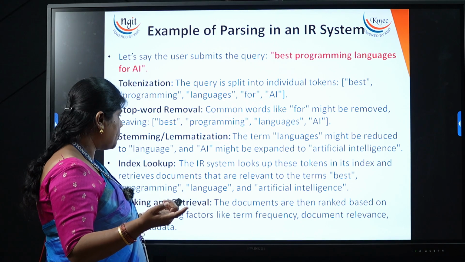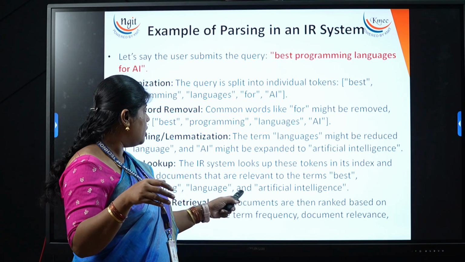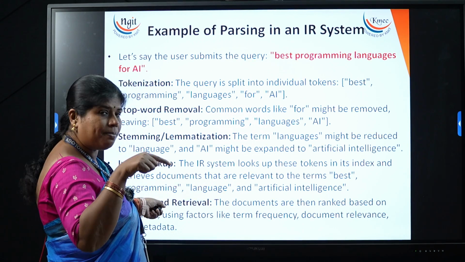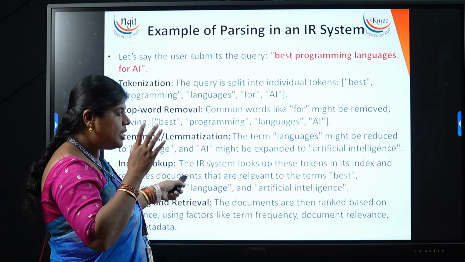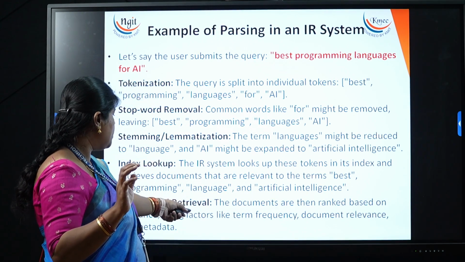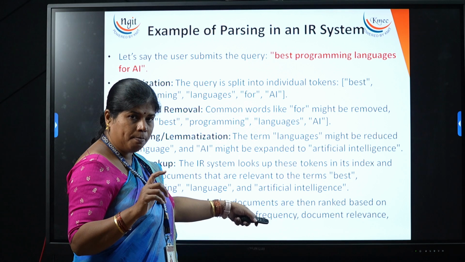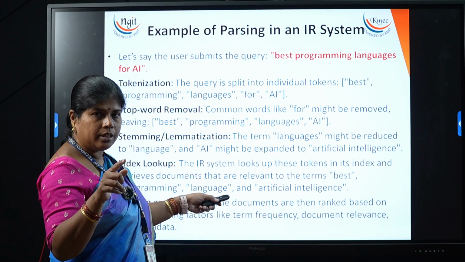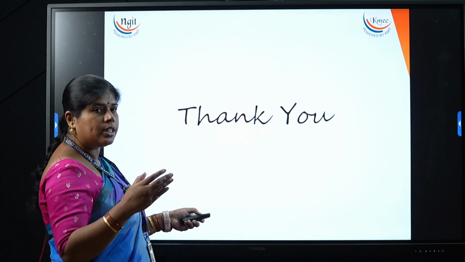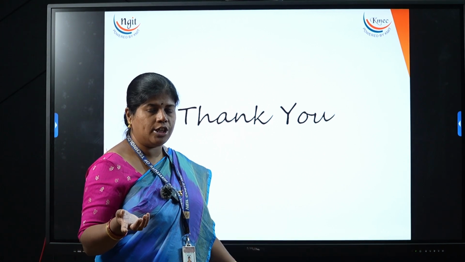Now index lookup. As I told you, for every document an index is built, so using these words I will construct an inverted index. That is my data structure, a mapping table listing which documents these terms exist in. Then ranking and retrieval: the documents are ranked based on relevance. This index helps me rank my documents and gives a useful input for retrieval. So this is all about what parsing means and how we can use it in information retrieval. Thank you.